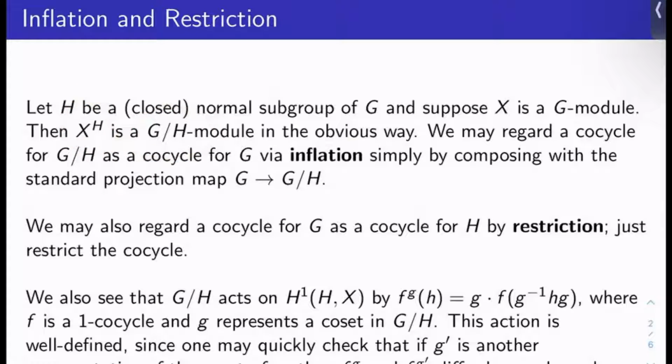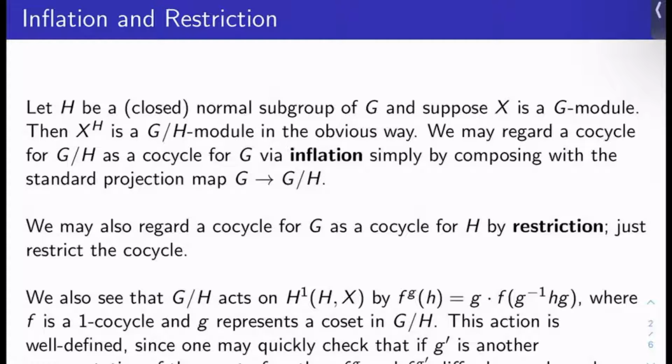So we can regard a cocycle for G mod H as a cocycle for G via inflation, simply by composing with the standard projection map from G to G mod H. So remember, cocycles for G mod H are essentially special maps from G mod H to X. So what we're saying is that special maps from G mod H to X can also be viewed as special maps from G to X by composing with this projection map here. Okay.